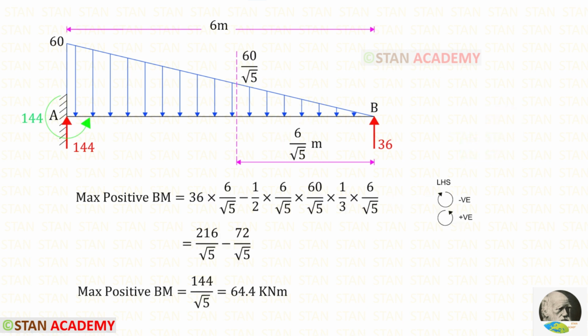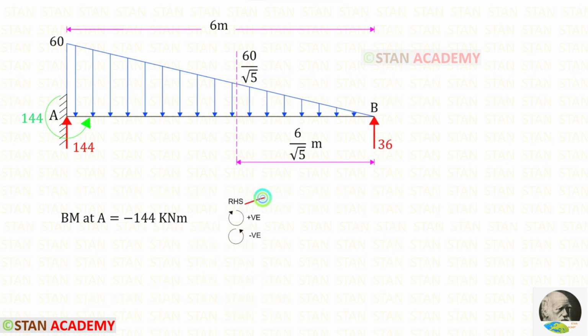Now let us find the maximum positive bending moment. RB is acting in the anti-clockwise direction so that it will be positive and the distance is 6 upon root 5. The uniformly varying load is acting in the clockwise direction so that it will be negative. For this load we have to multiply the area with the centroid distance. For this triangle, this is the area. The centroid distance about the left is 1 upon 3 into b. Here the breadth is 6 upon root 5. So this is the centroid distance. In this way, for the maximum positive bending moment, we will get 64.4.